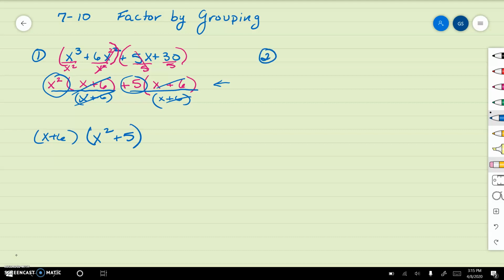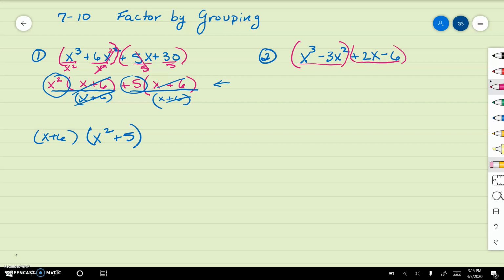Okay, let's do another example. My second example is x to the third minus 3x squared plus 2x minus 6. Okay, so we have 4 terms. We're going to cut it into 2 terms each. So we're going to group the first 2 terms and we're going to group the second 2 terms.